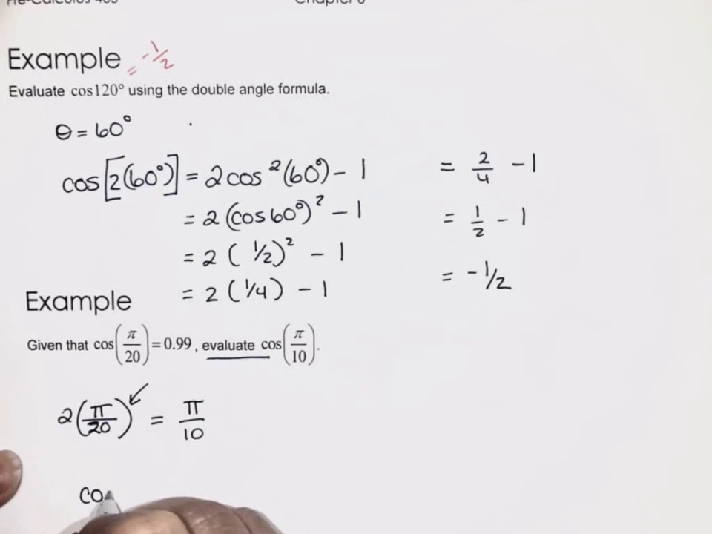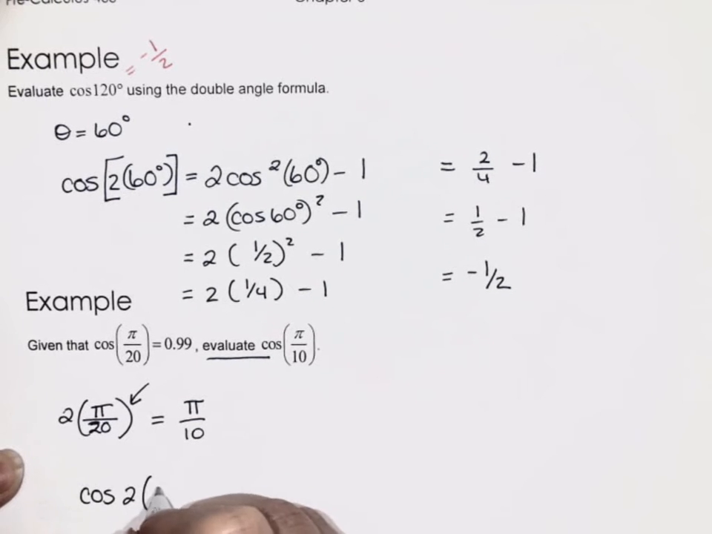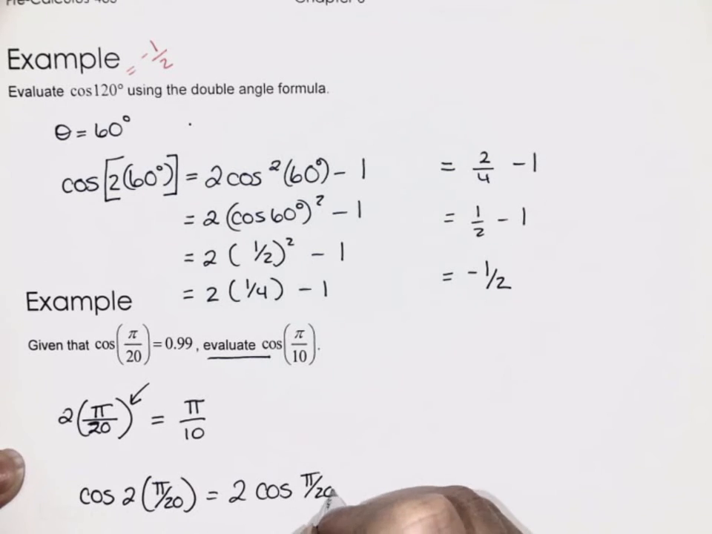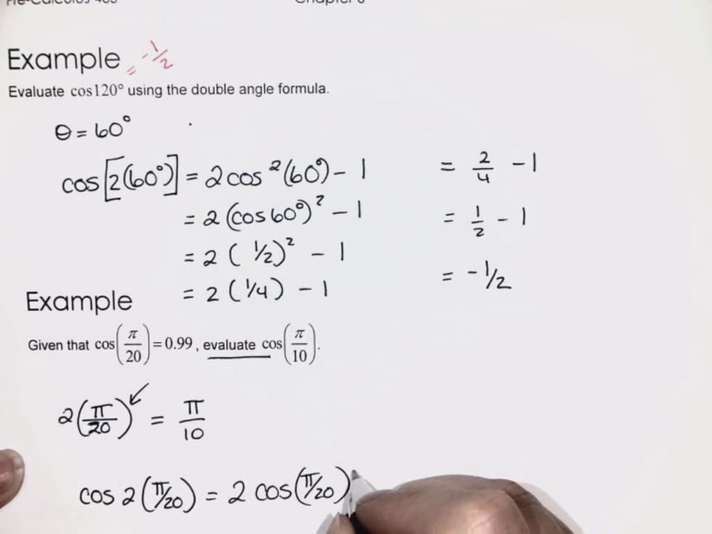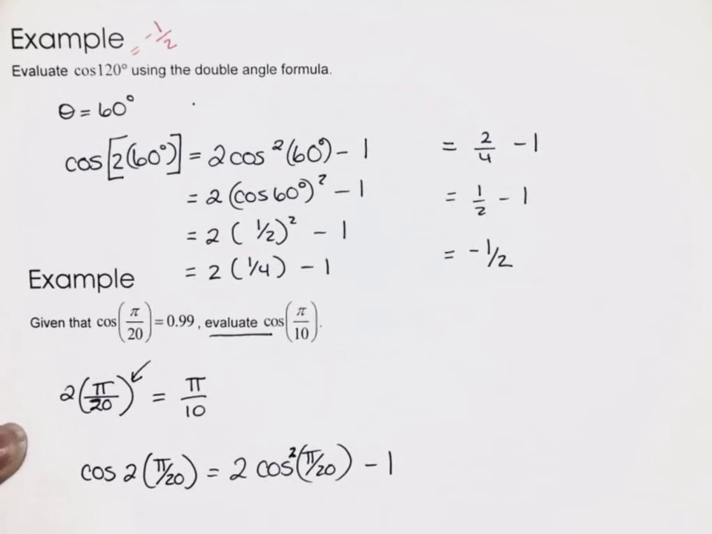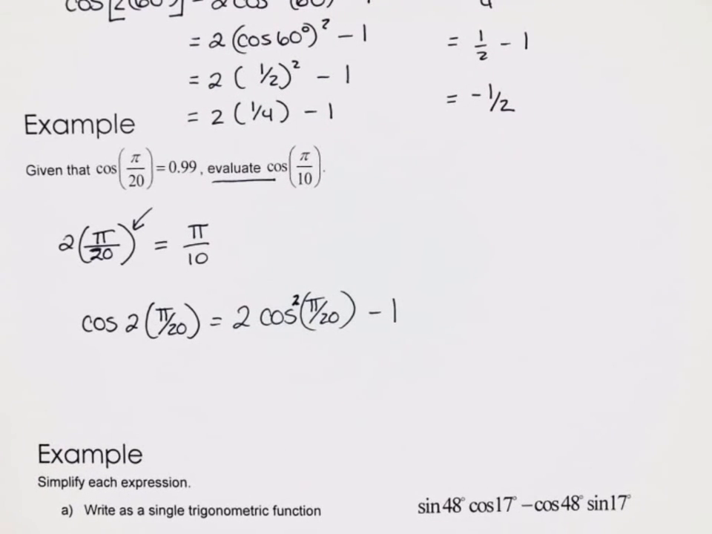So cos of 2 pi over 20 is equal to 2 times cos squared of pi over 20. Ooh, forgot my squared, sorry, minus 1. All right, here we go.